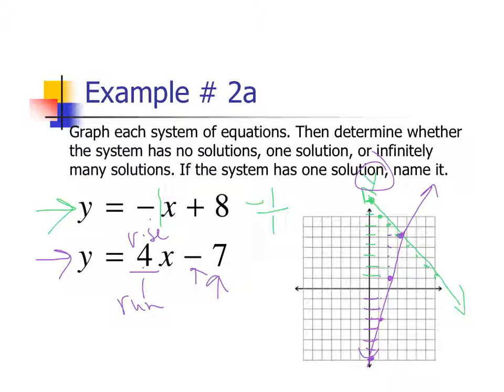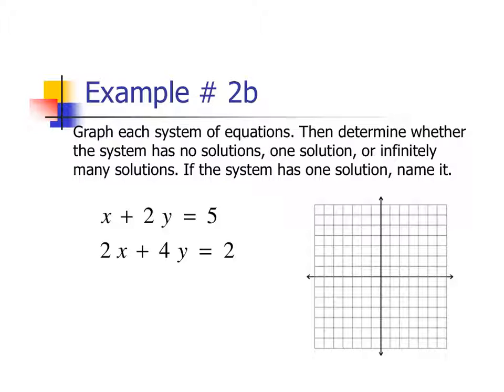Alright, so this one, since they have a different slope, I knew I was going to have one solution, and this is my solution here. It's where these two lines cross. And that is the point 3, comma, 1, 2, 3, 4, 5. That is my solution there. The point where they cross, 3, comma, 5. My x coordinate's 3, my y coordinate's 5. So that's that example.